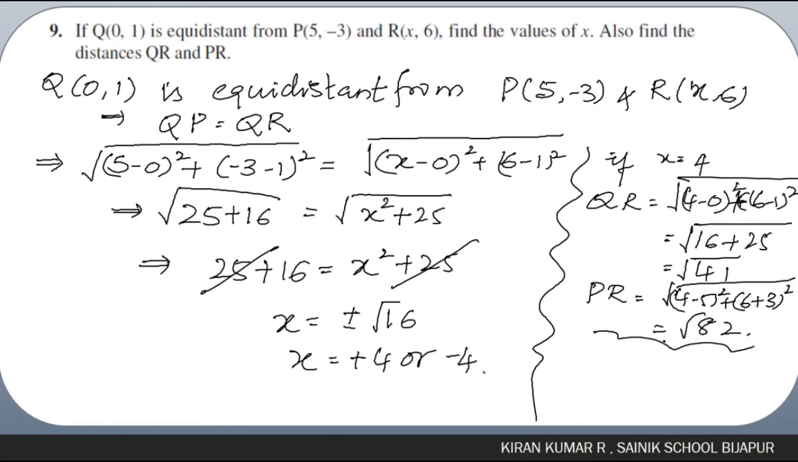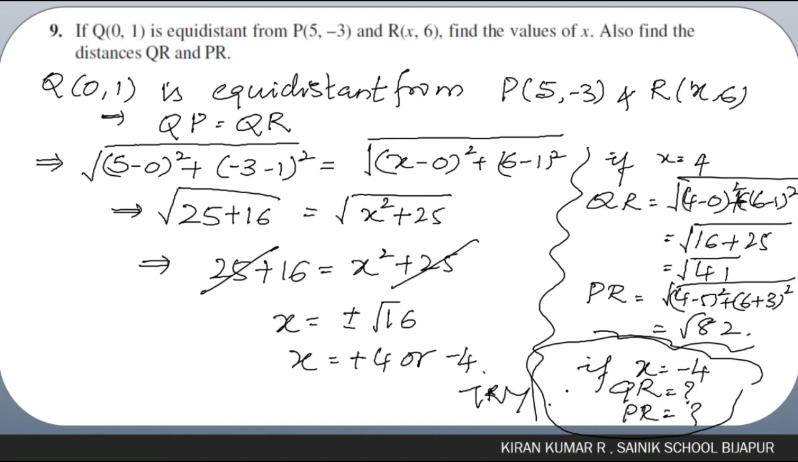Same way, what if the value of x is negative 4? What will be the length of QR and the length of PR? I want you to find this. You can try. Let's solve one more question. This will be the last question of the session.